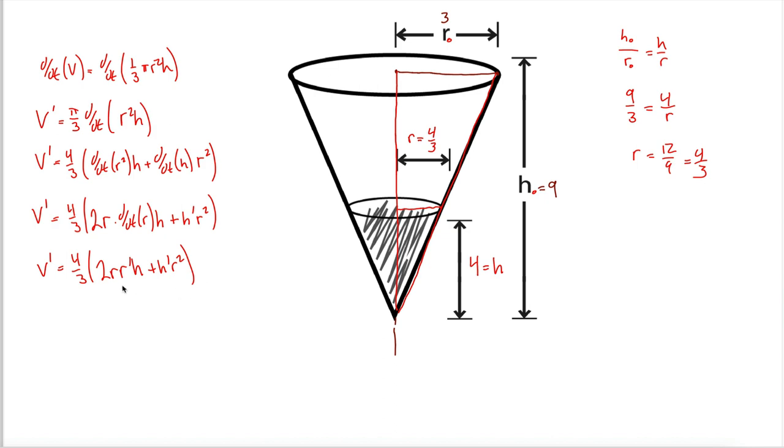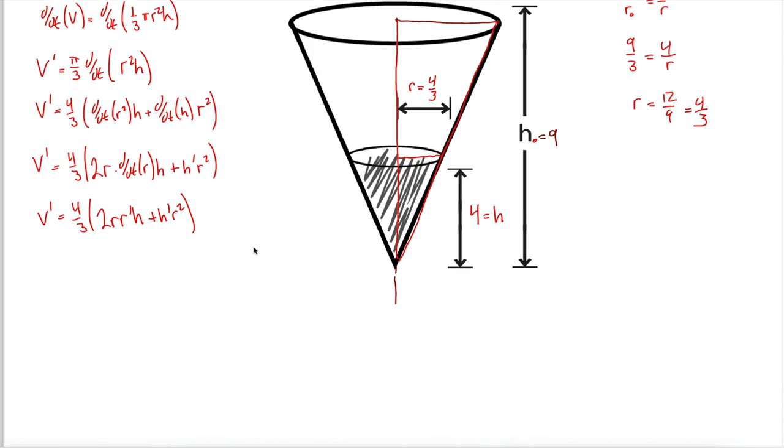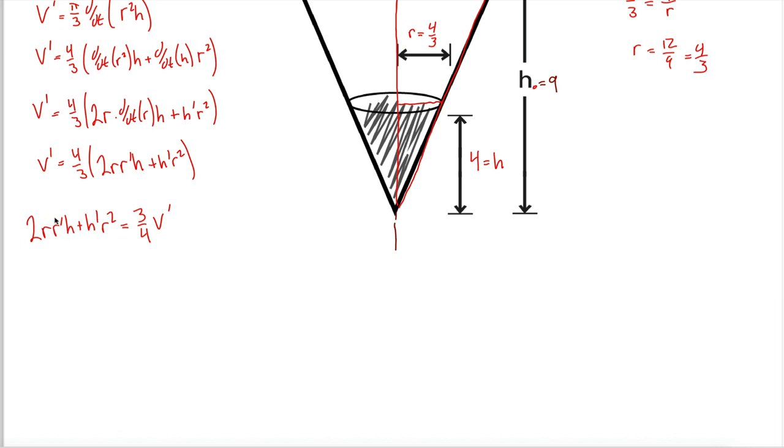Wow, what a mess. Easy to get lost in what we're doing. Remember, the goal is to find h prime. H prime exists right here in this equation. So let's solve for this h prime. Maybe we multiply both sides by 3/4. So we have 2r r prime h plus h prime r squared is equal to 3/4 of V prime. I want to get at this h prime, so let's subtract this term over to the other side. I got h prime r squared is equal to 3/4 V prime minus 2r r prime h. Finally, to get this h prime all alone, just divide both sides by r squared. I got h prime equals (3/4 V prime minus 2r r prime h) divided by r squared.